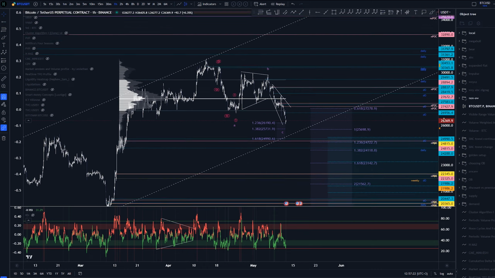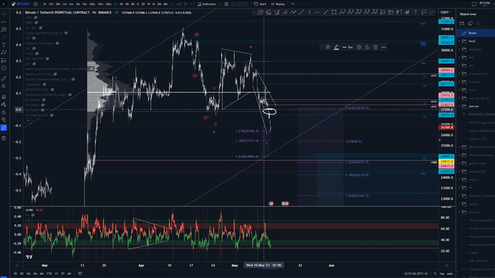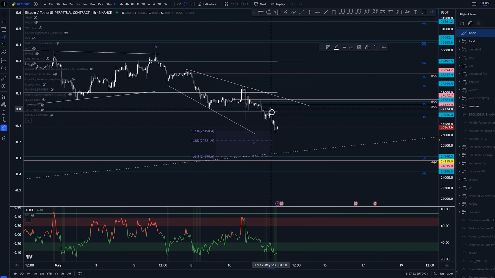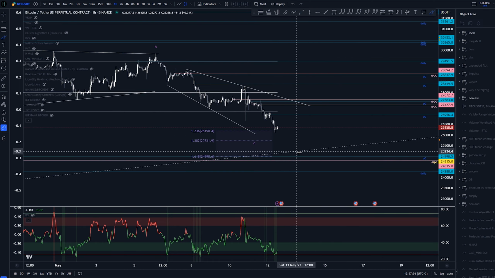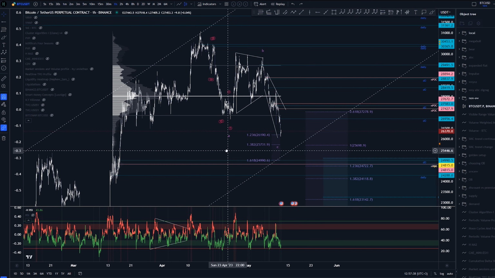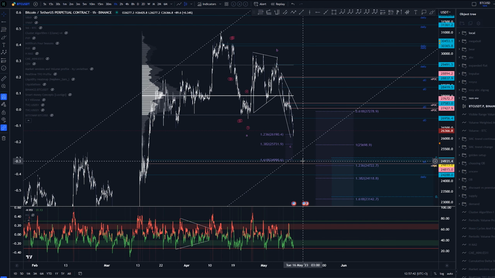Non-Elliott Wave stuff, we have had this value area low of this whole range now closed down, and we even backtested it here and then continued to the downside. So it's not really a bullish outlook at this moment. So again, my targets are still to the lower side.